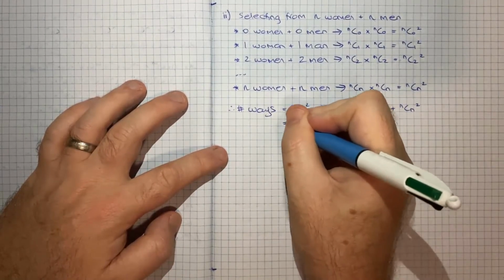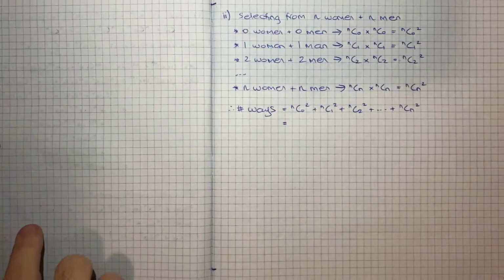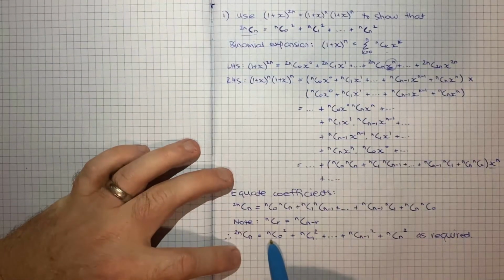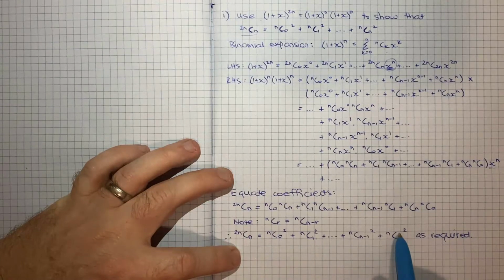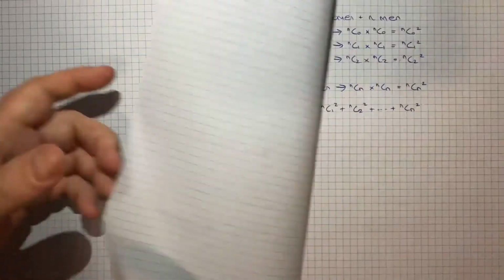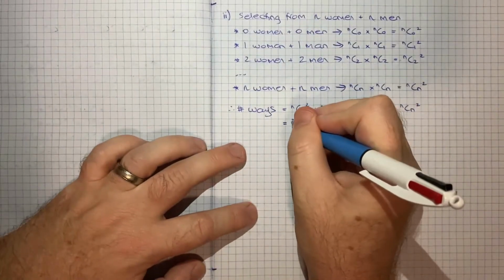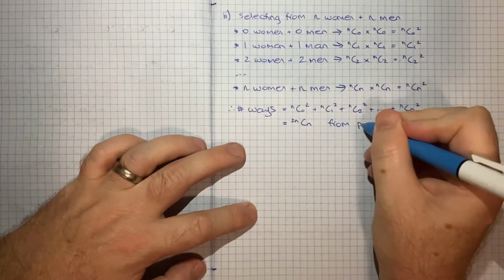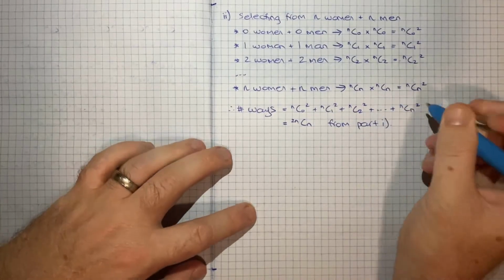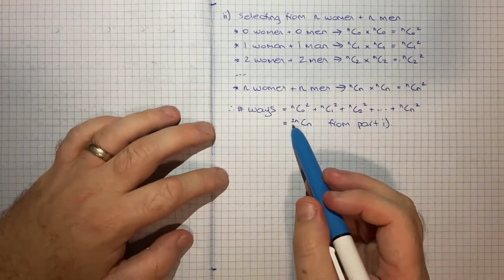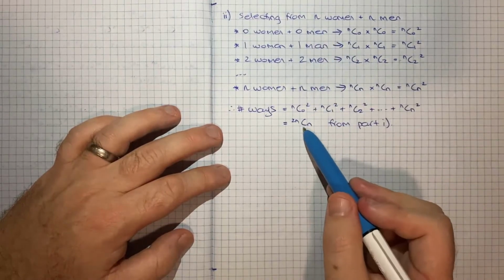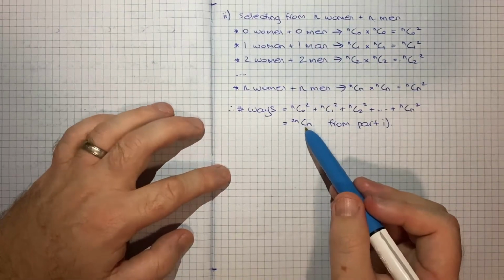And it's at this point that we see why we went to all the effort we did in part 1, because we've just shown that the sum of all these items squared is equal to 2nCn. So that's 2nCn from part 1, and that's what we were required to show. We were being asked to show that the number of ways to make these selections is 2nCn. So that's part 2 done.